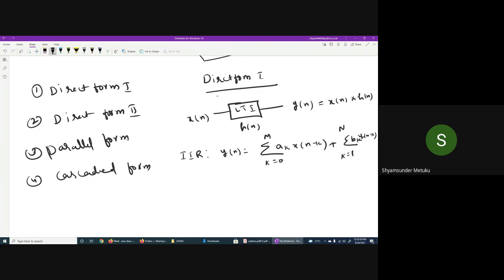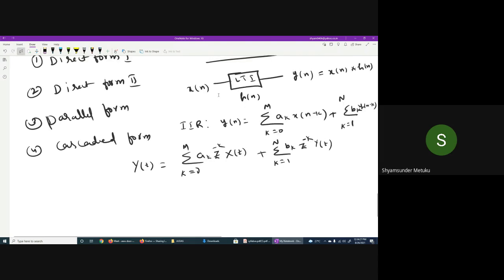If I apply the z transform to the above equation, what is the expression? Y of z is equal to summation k equal to 0 to m, a_k, into what is the transform of x of n minus k? Z to the power minus k, into X of z, plus summation k equal to 1 to n, b_k, then again that part, z to the power minus k, Y of z, isn't it? Then what is the transfer function?